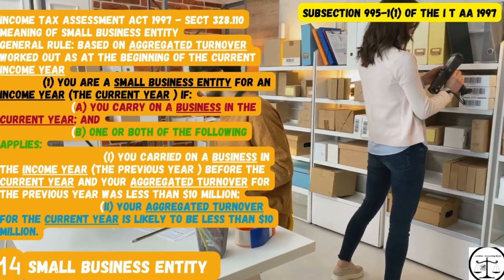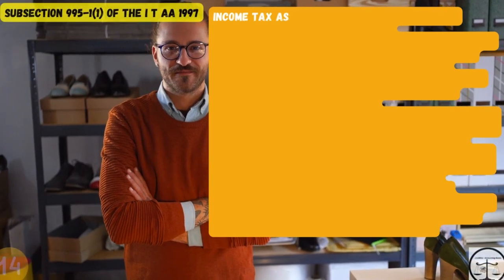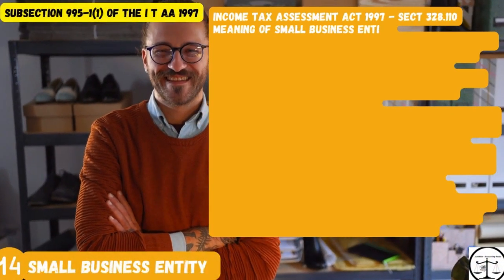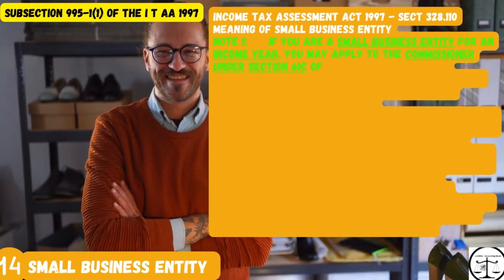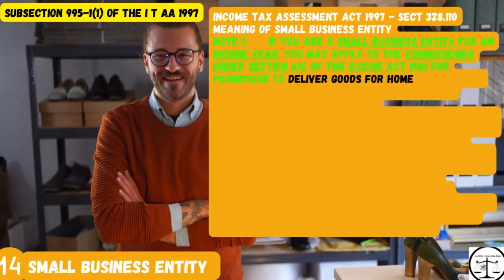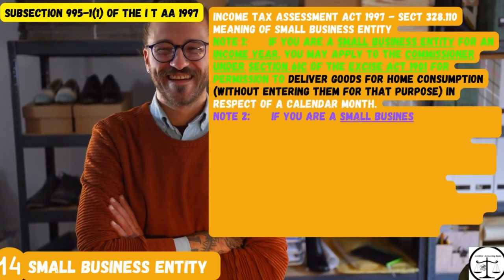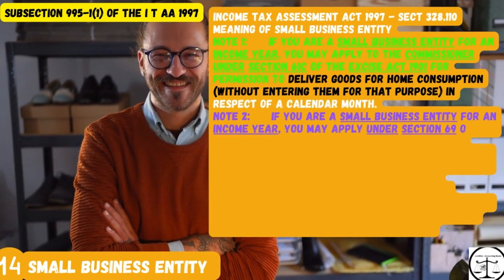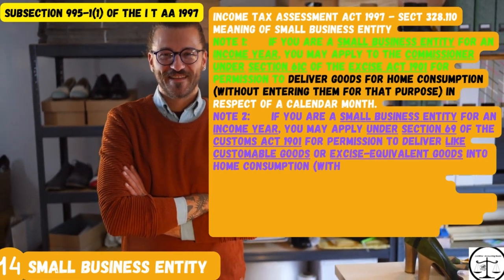2. Your aggregated turnover for the current year is likely to be less than $10 million. Note 1. If you are a small business entity for an income year, you may apply to the Commissioner under Section 61C of the Excise Act 1901 for permission to deliver goods for home consumption, without entering them for that purpose, in respect of a calendar month.